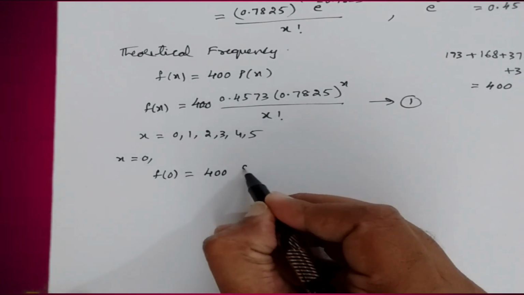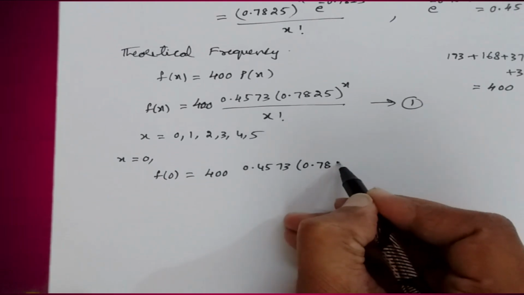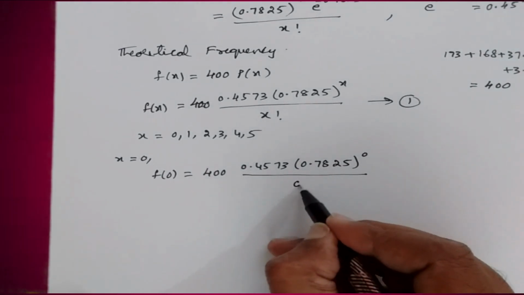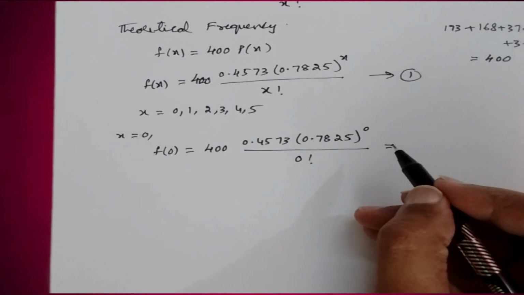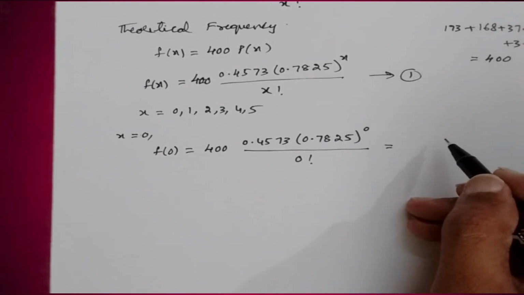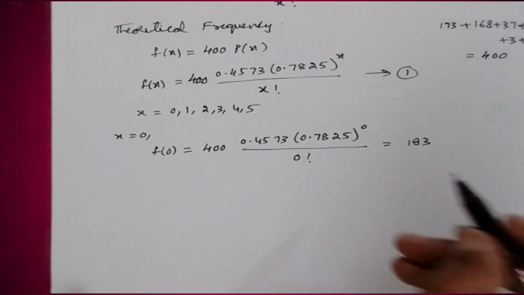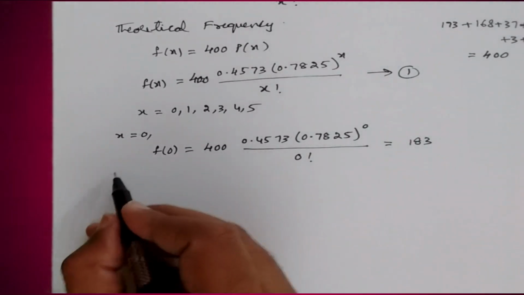Just plug in the value of x to be 0. So 400 times 0.4573 into 0.7825 to the power of 0, the whole divided by 0 factorial. Let's evaluate this value. We can find the approximate value in this case. Are we getting the approximate value to be equal to 183? Just check it out. Even if you get decimal values, round it off and make it a whole number.